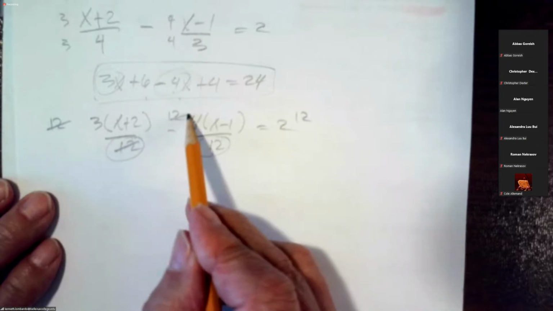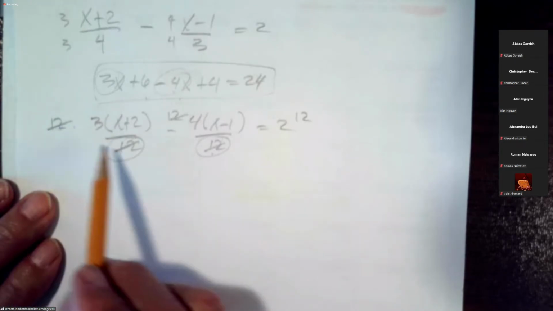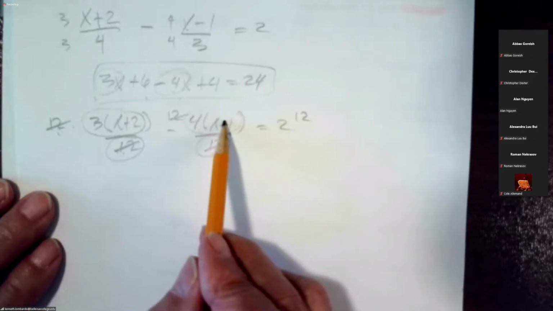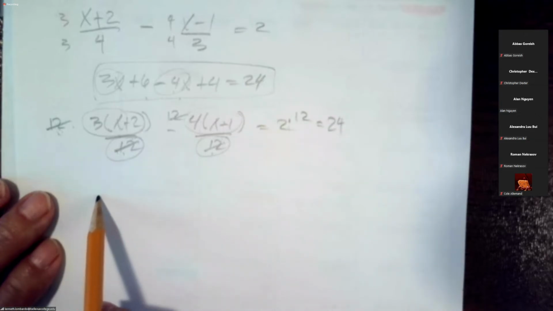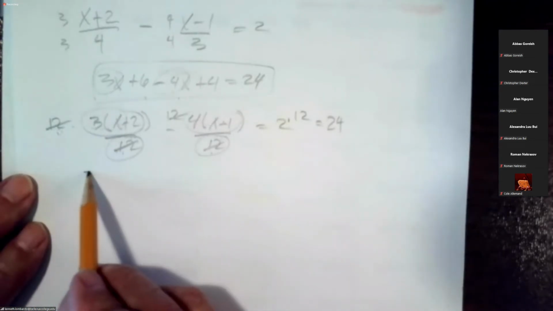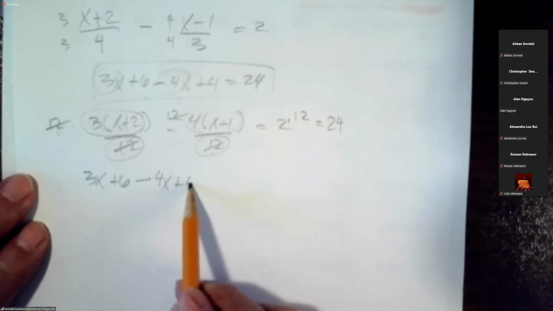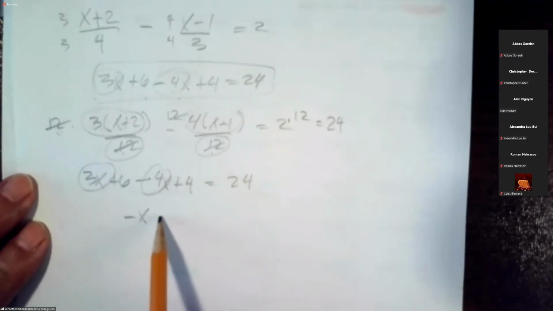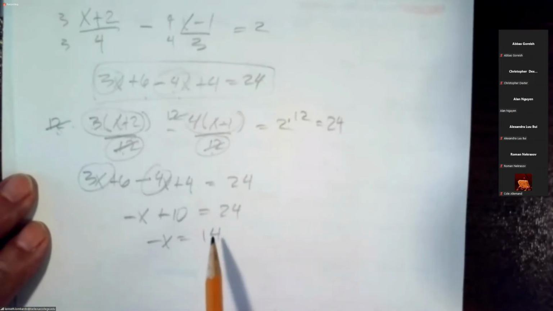So would you also have to do 12 times 3 as well, or no? You have 12 times 3, but I'm not going to do the multiplication. I'm just going to put the 12 there because I want to cancel out this 12. Oh, okay. So that 3 remains. This 4 remains. And then 12 times 2 is 24. So then we go through and distribute: 3x plus 6 minus 4x plus 4 equals 24. Negative x plus 10 equals 24. Negative x equals 14, or x equals negative 14.